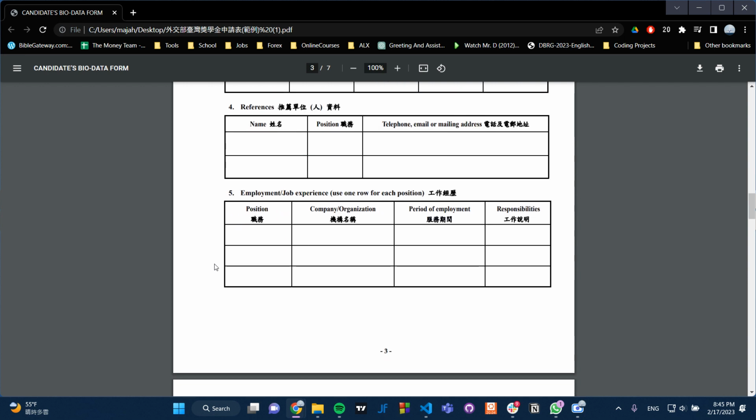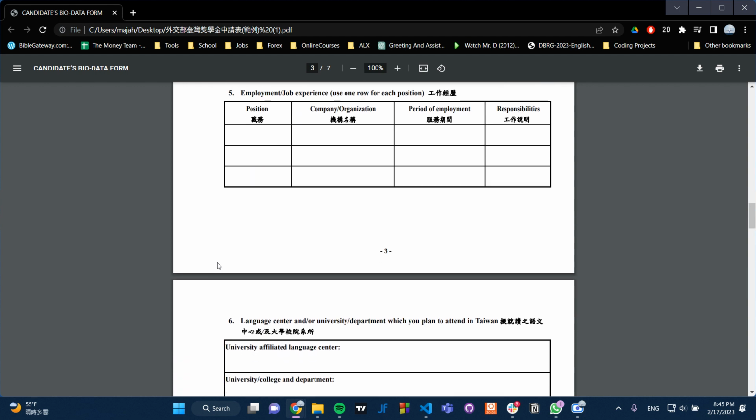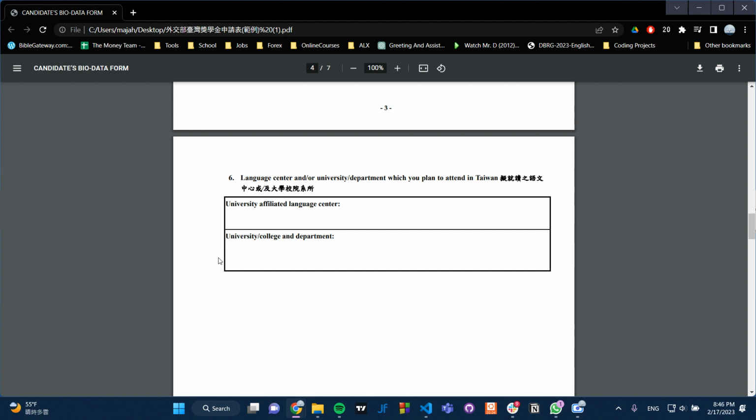Number five, which is employment, job experience. Well, a lot of people who are applying for the scholarship are high school graduates. So nothing is expected of you when it comes to this part. But if you have any employment experience, you can just write it out here, stating the period. And of course, there isn't much space in the form. So when it comes to responsibilities, you just have to be short and straight to the point on what you are doing.